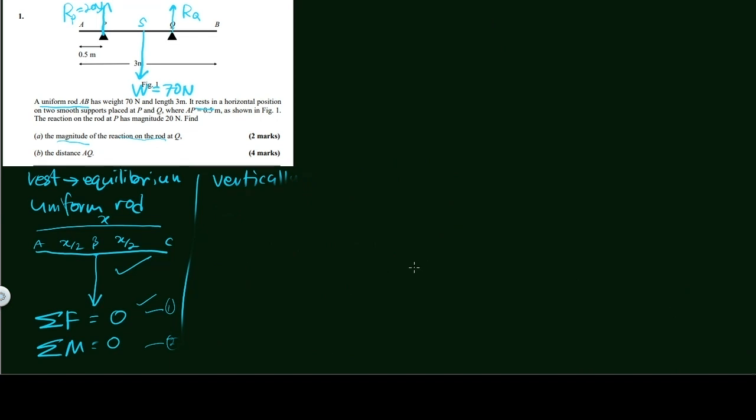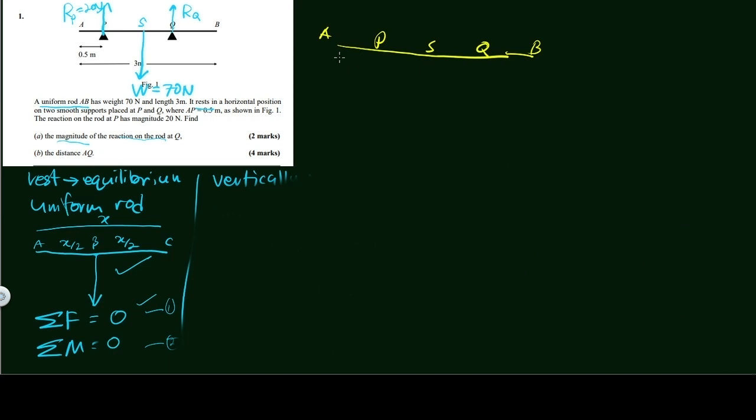So the question asks us to find the distance of AQ. Let's just draw the rod again. This is the rod. We have a few points: A, P, S, Q, and B.